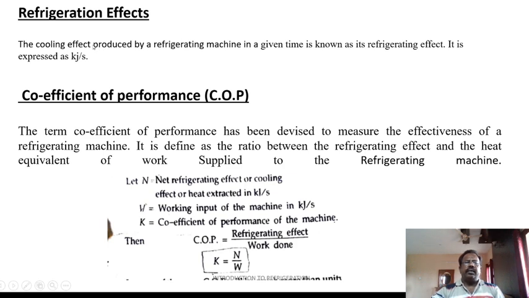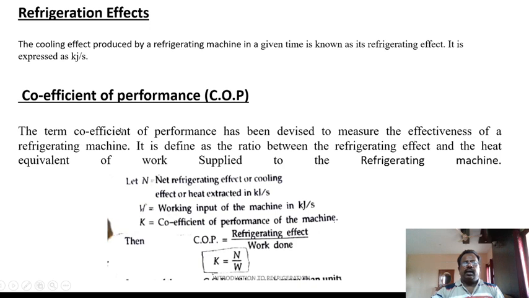So let us know what is the refrigeration effect of a machine. The cooling effect produced by a refrigerating machine in a given time is known as its refrigerating effect. It is expressed in kilojoules per second. This is the cooling effect in kilojoules, and the seconds is the given time. So always the refrigeration effect will be expressed in the unit of kilojoules per second. Let us know about coefficient of performance.